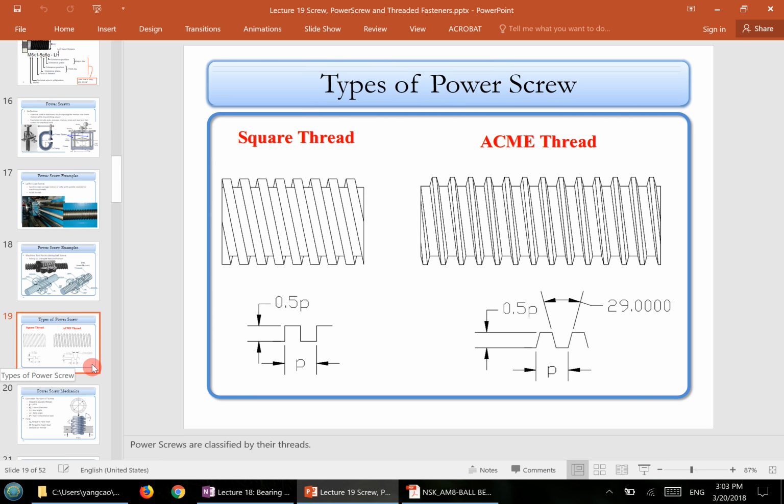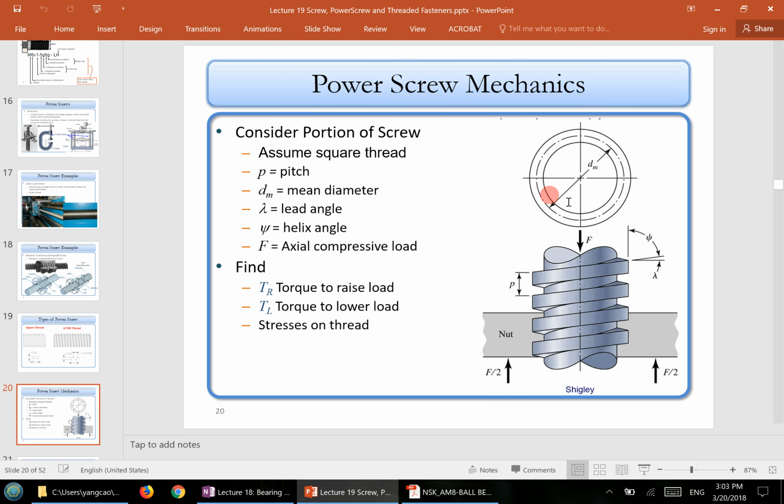What we want to do next is, let's say we have an ACME thread or a square thread type of power screw. We want to have a little bit of understanding of the mechanics associated with these power screws. First, a little bit of terminology. If you have a power screw, you sometimes have a nut working with it. You can either rotate the nut to raise a certain load, or lower the nut to lower a certain load. You have a pitch, a mean diameter, and there will be a lead angle, a helix angle, same as the typical screw thread. And F is the axial compressive load, which you are either lowering or raising.